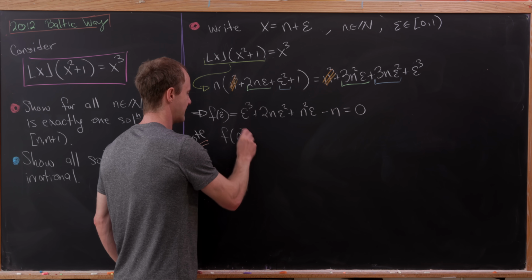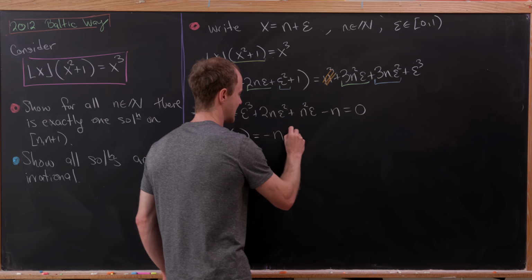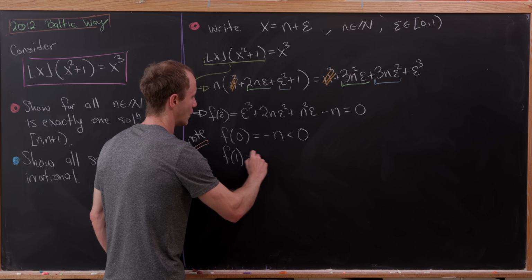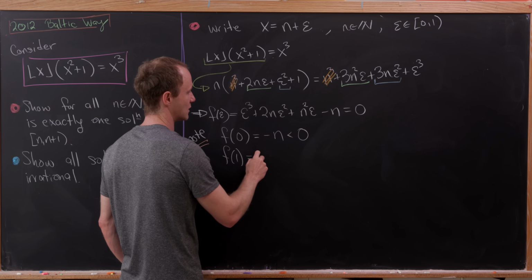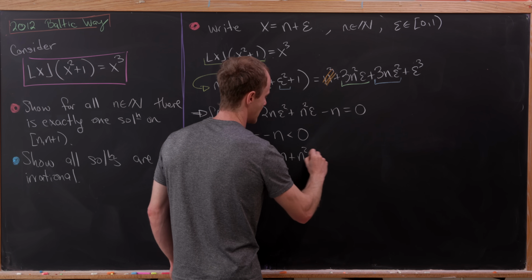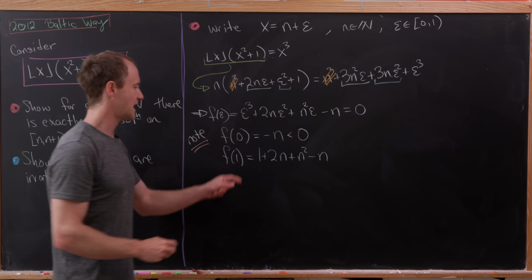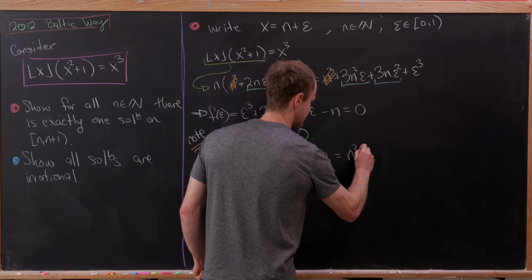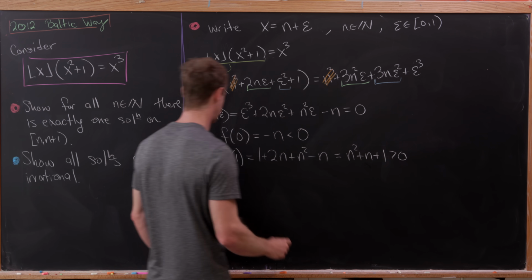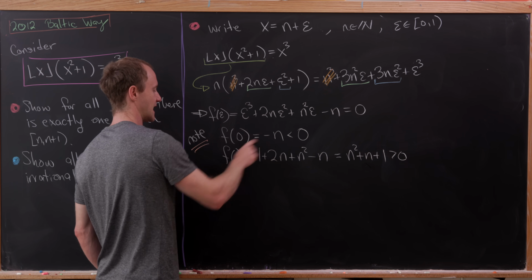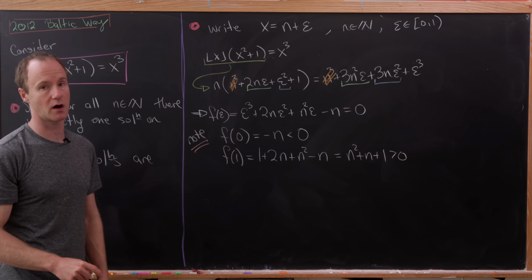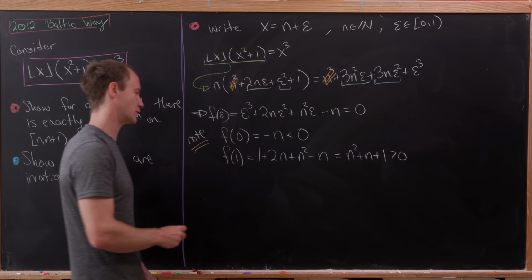So let's observe that f evaluated at 0 is equal to minus n, which is negative. And then f evaluated at 1 is equal to, let's see, 1 plus 2n plus n squared minus n. But now we can combine some things here, and we'll see that we have n squared plus n plus 1, and that is positive. So here we've got f is negative, here we have f is positive. That tells us that there's at least one solution on our interval. Now we have to show that there's exactly one solution.